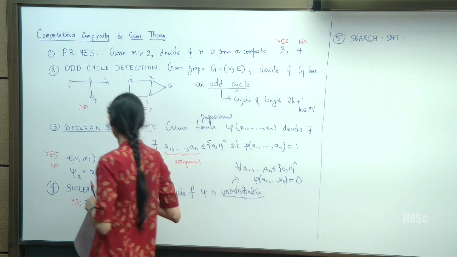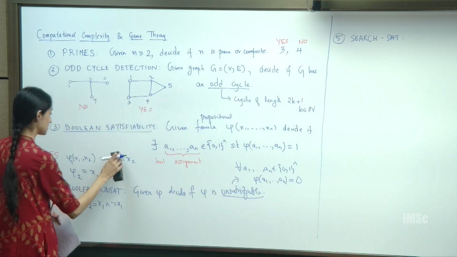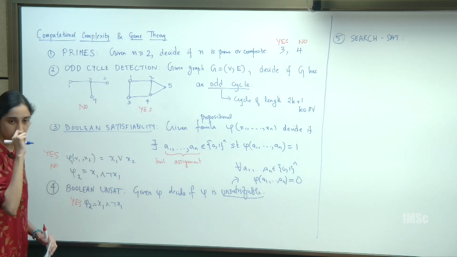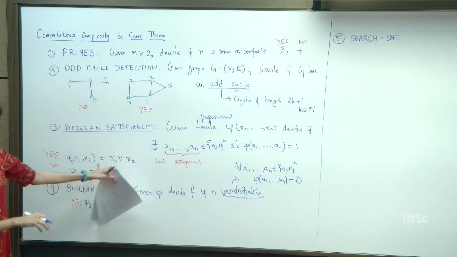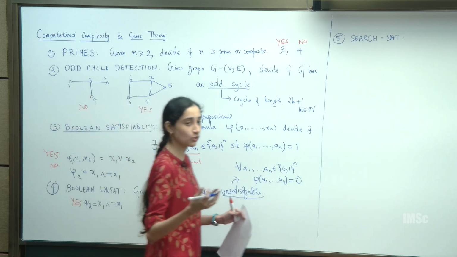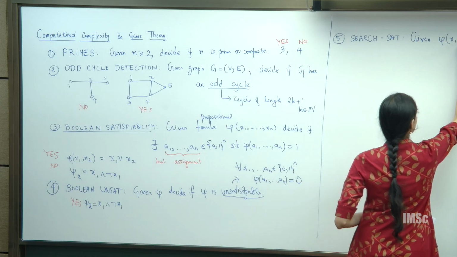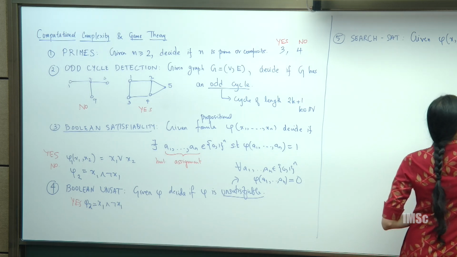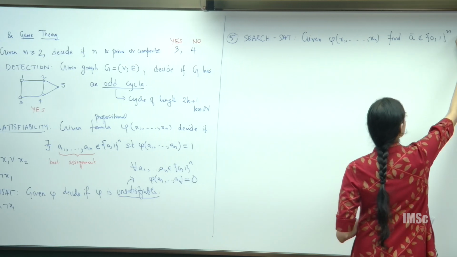So maybe I should change this to x1 or x2. Right? So 1,1, 1,0, everything except 0,0 is actually a satisfying assignment. So there are many satisfying assignments. Now, I want you to search for a satisfying assignment. Given phi in x1 to xn, find an a. I am just using some shorthand because it is difficult to write a1 to an, such that phi of a is true.